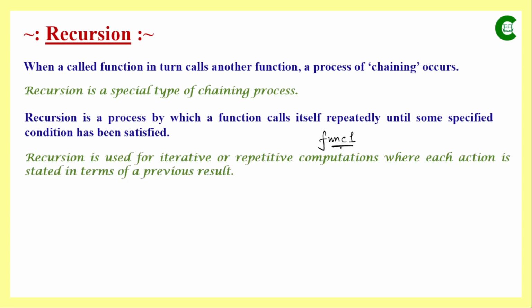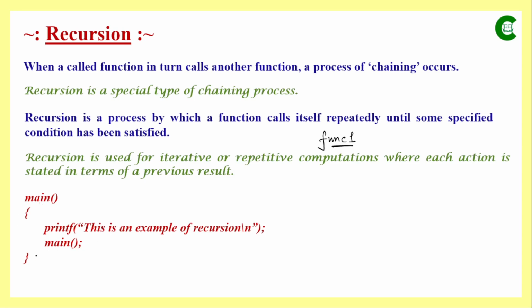So recursion is used, we can say, for iterative or repetitive computations where each action is stated in terms of a previous result. Now as per the definition of recursion that we have learned just now, this example can be said to be an example of recursion, where we have used the main function, and then as per the normal rule we have the opening brace and closing brace, and within this main function we have executable statements. So first we have the inbuilt output function printf, and that will print this message, and then in the next line we have the main function again.